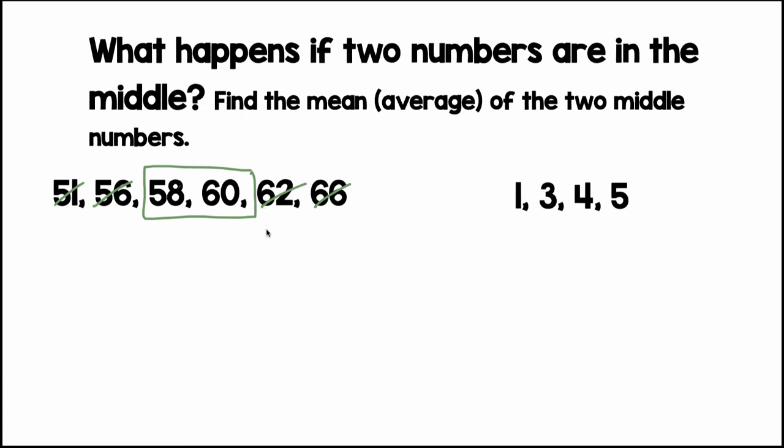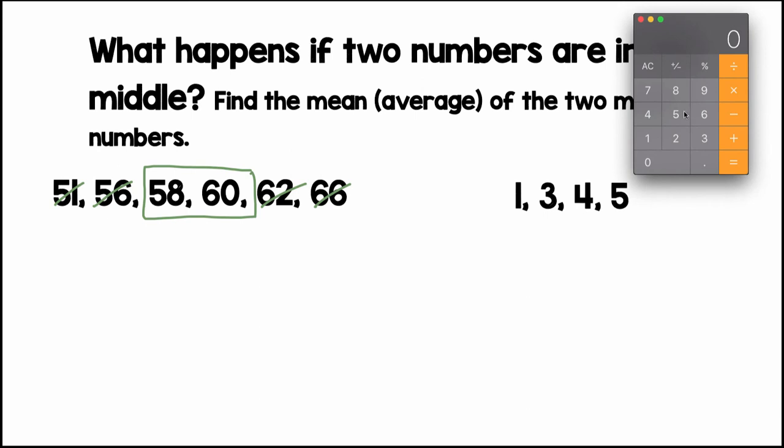So there are 2 things you could do. We know how to find the mean, which is add up the numbers and then divide by how many numbers you added. So I'll grab my calculator. If I add 58 plus 60, we get 118. Then we would divide by 2. The reason we divide by 2 is because we've only added 2 numbers. And we get 59. So our median would be 59.